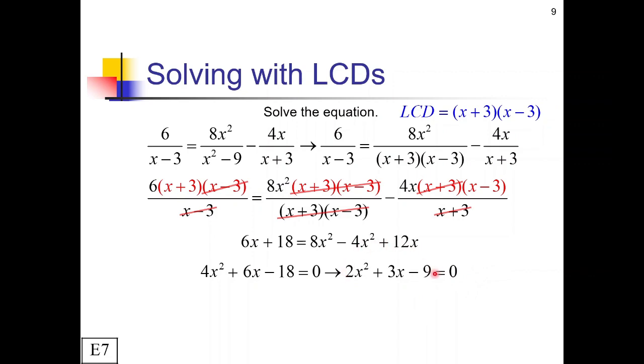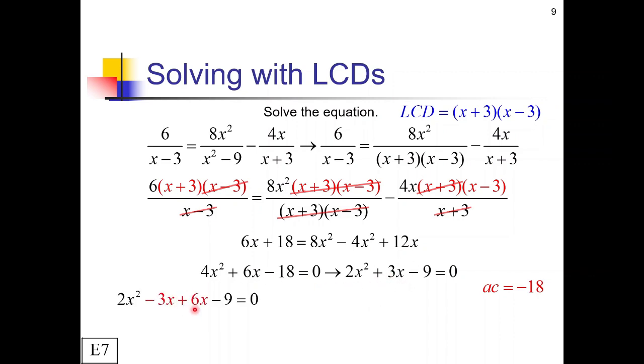So 2 times negative 9 gives me an AC value of negative 18. So I'm looking for things that multiply to negative 18 and add up to 3. 1 and 18 doesn't work. 2 and 9 doesn't work. 3 and 6 works if I have negative 3 and positive 6. So I'm going to split this up into negative 3x plus 6x.